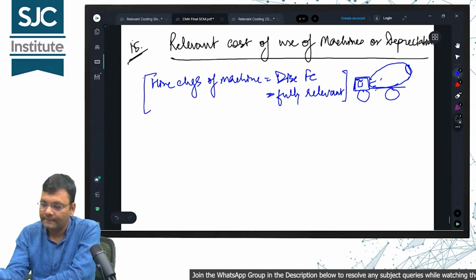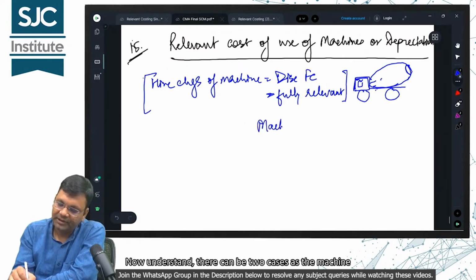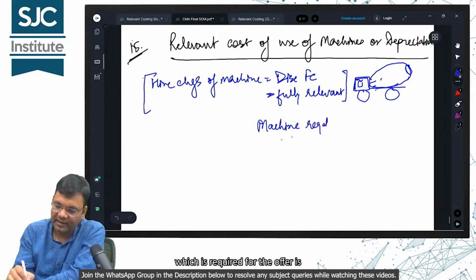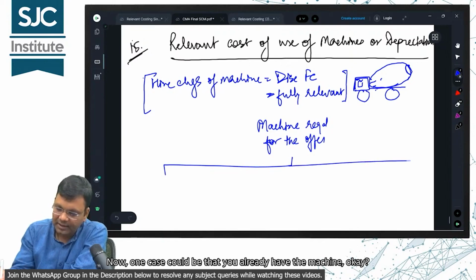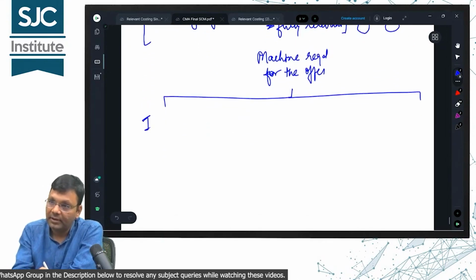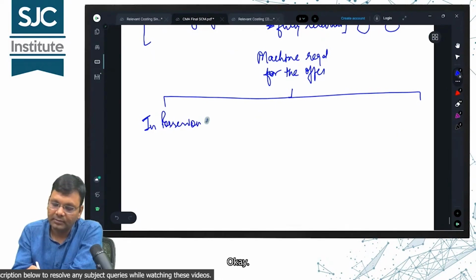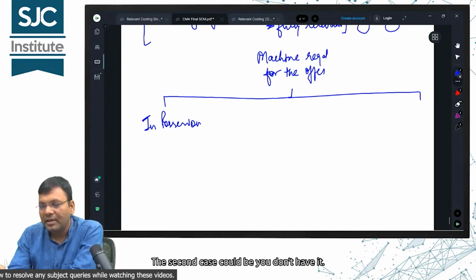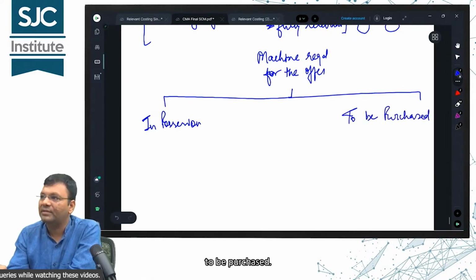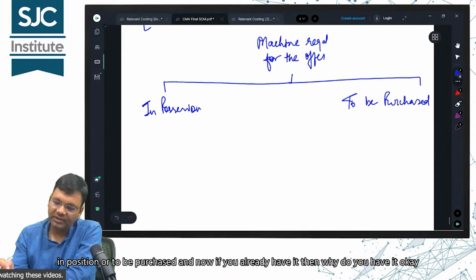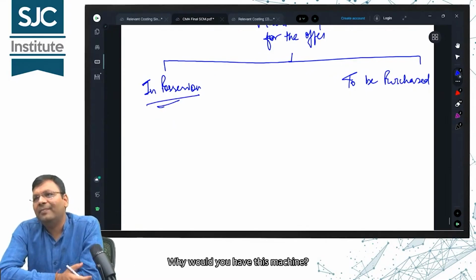Now pay attention. Now understand, there can be two cases for the machine which is required for the offer. Now, one case could be that you already have the machine, in possession. The second case could be you don't have it. If not, buy one, to be purchased. In possession or to be purchased. And now, if you already have it, then why do you have it? Why would you have this machine?